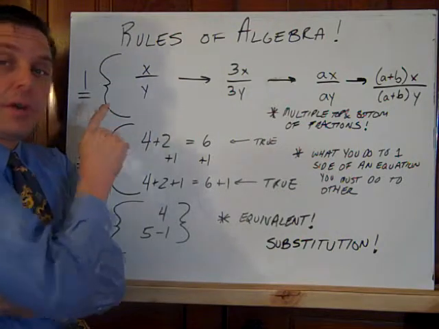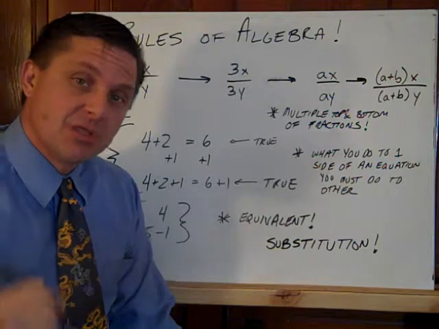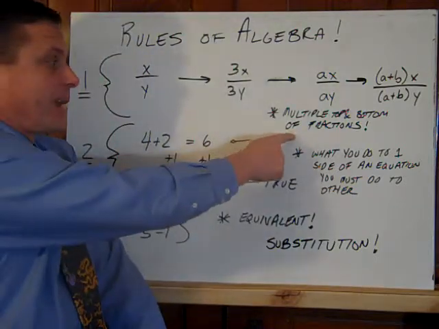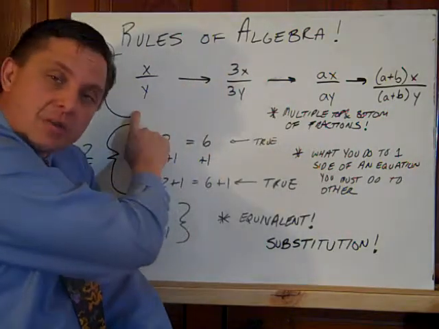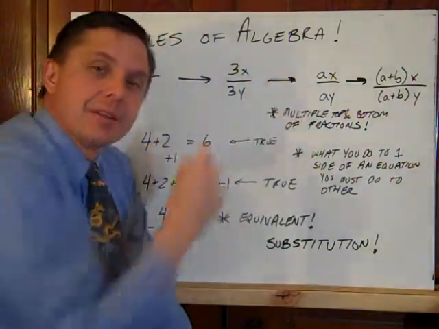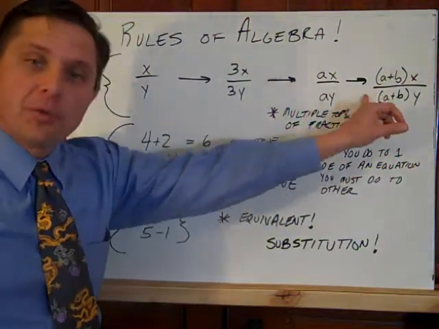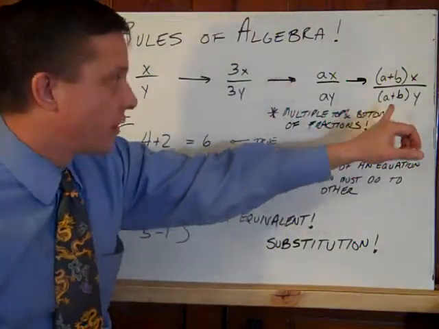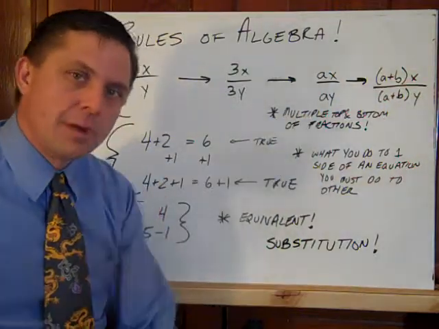Rule 1: what I do to the top of a fraction, I do to the bottom, with multiplication and multiplication only. So multiply top and bottom of fractions. If I have x/y and I multiply top and bottom both by 3, it's still equivalent to x/y. If I multiply the top and bottom by the variable a, it is still x/y. And if I multiply by the sum a plus b, as long as it's treated as one thing, it is still x/y. That is rule 1.